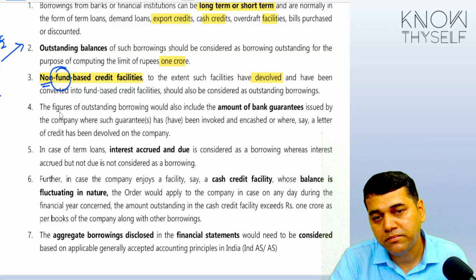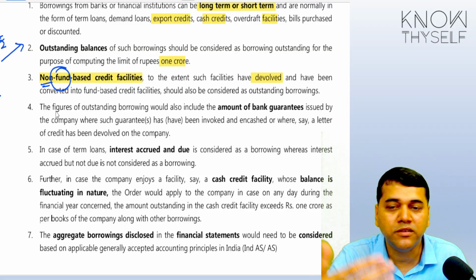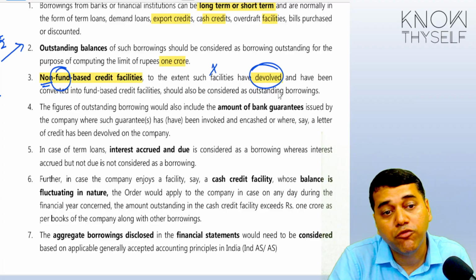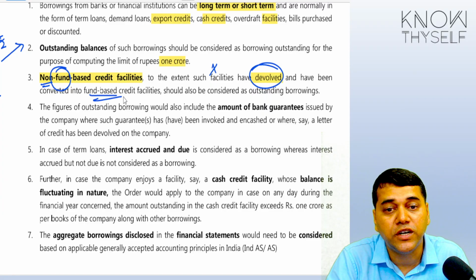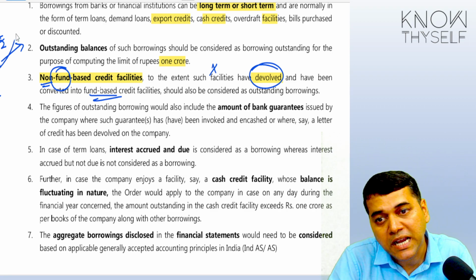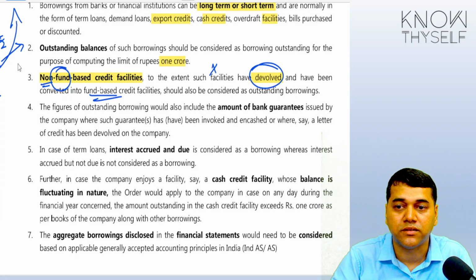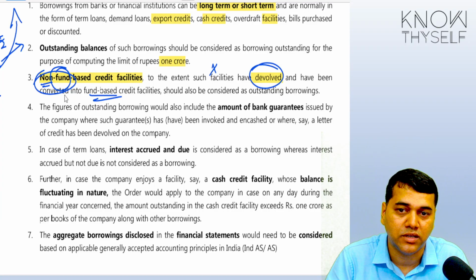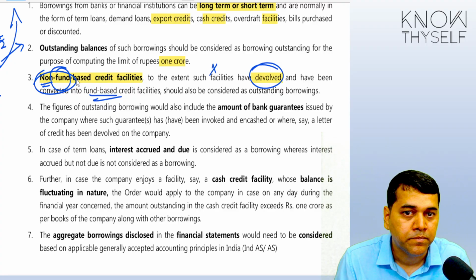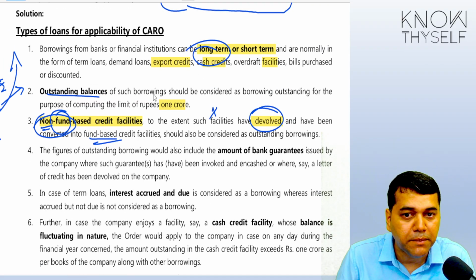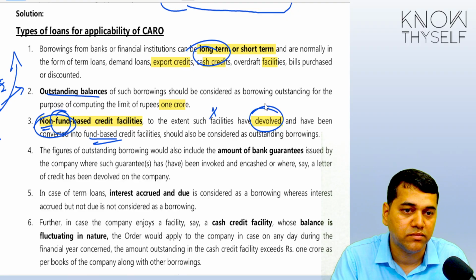Should you consider them for your 1 crore purpose? It is more like a loan only. No. Answer is no. To the extent devolved and converted into fund. That means tomorrow this bank guarantee is activated and the bank paid the money to some creditor. Now this becomes part of your 1 crore limit for the calculation. Otherwise, bank guarantee should not be calculated. And if you have already taken the long-term loan, outstanding balances only should be considered during the year for the purpose of computing 1 crore.